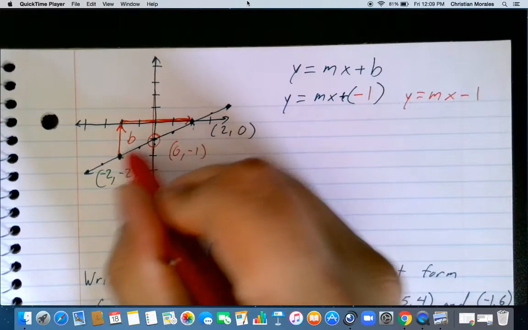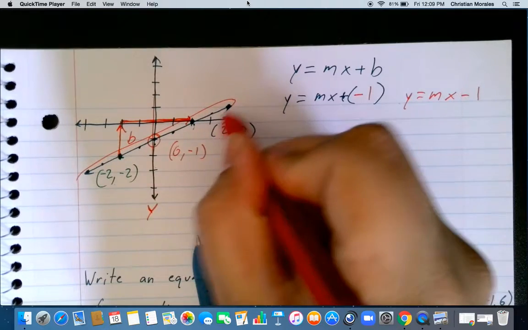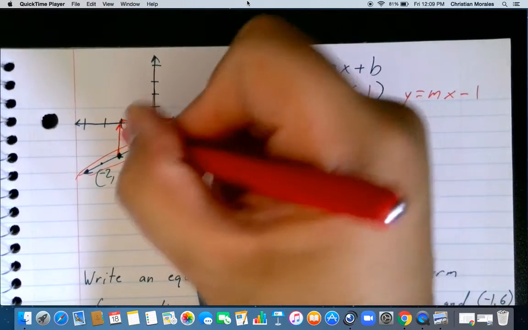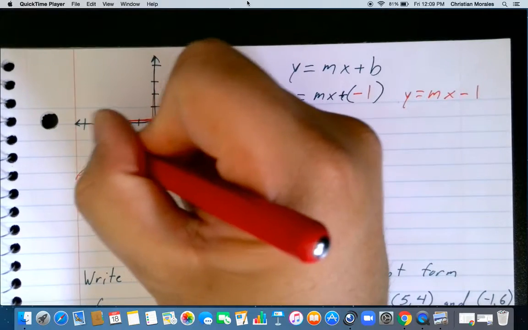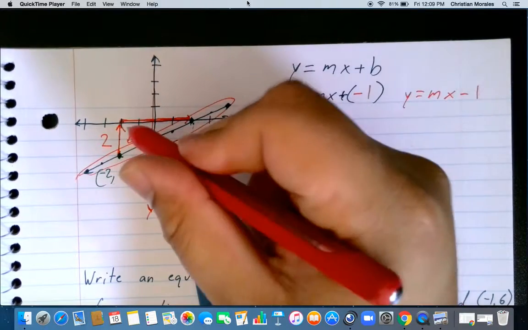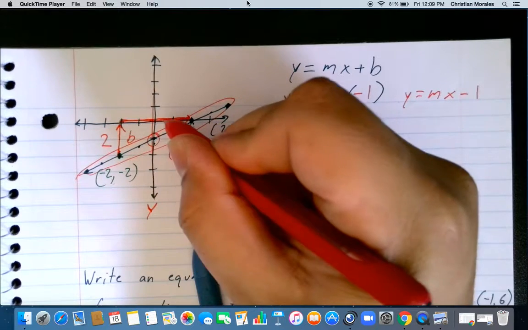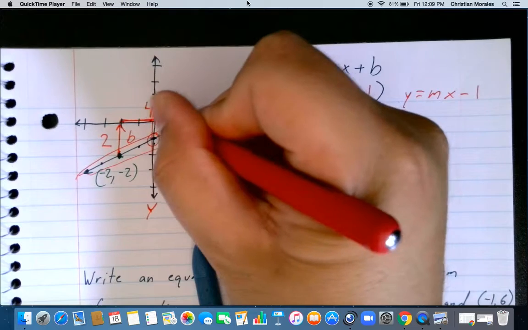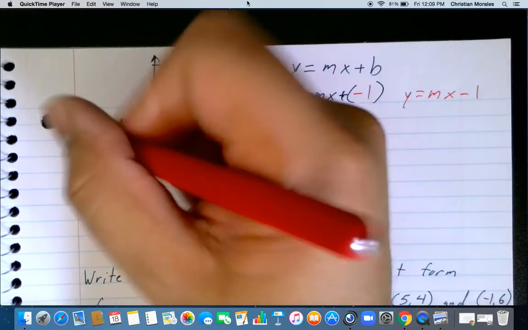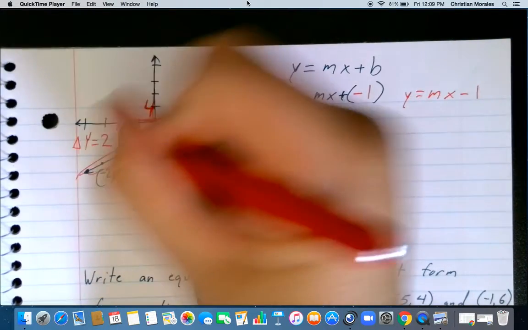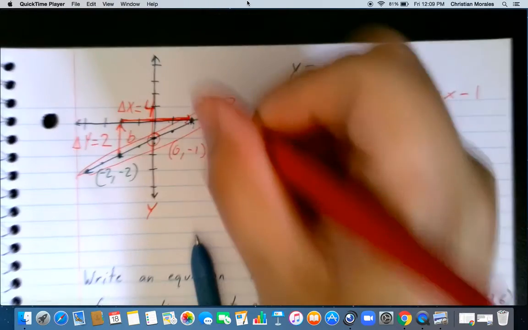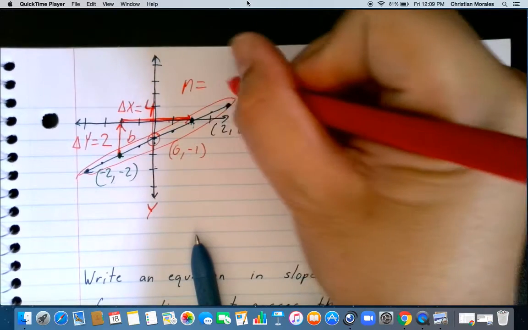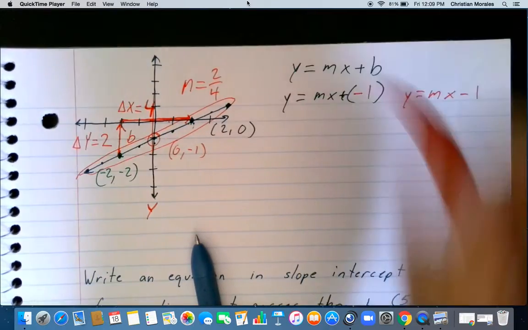Remember, this will give us the slope of the line by counting the change in y over the change in x. So let's count it. 1, 2. So that's 2 here. 1, 2, 3, 4. Okay, so my change in y is 2. My change in x is 4. My slope then is 2 over 4.